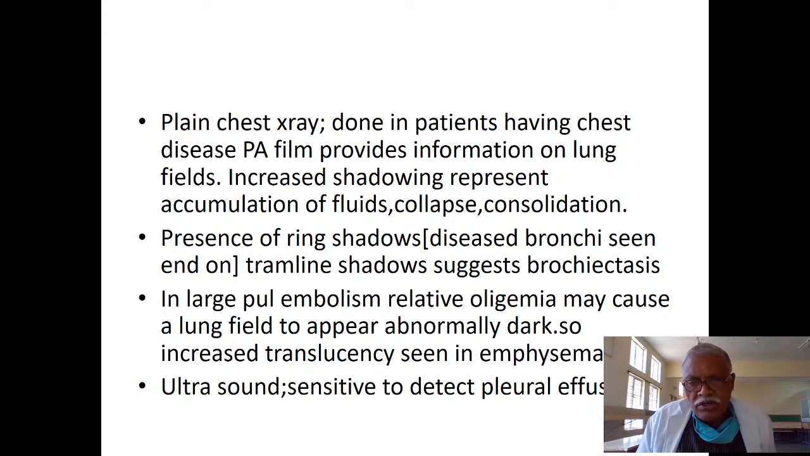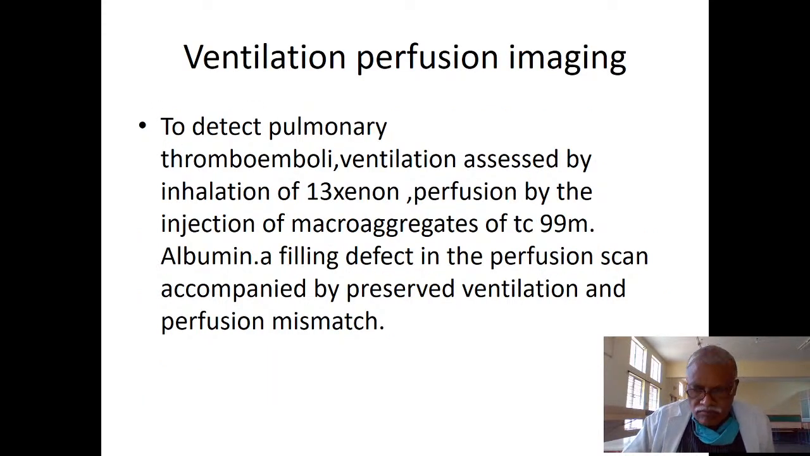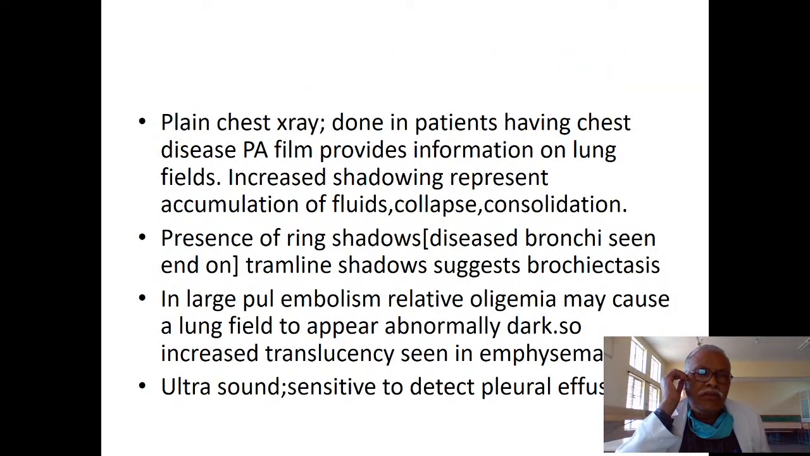Ultrasound examination is more sensitive to detect pleural effusion. And the second thing on plain chest X-ray examination is you have to look for the trachea, whether the trachea is central or it is pulled or pushed. In fibrosis and collapse, usually the trachea will be pulled towards the same side. In pleural effusion, usually it is pushed to the opposite side.